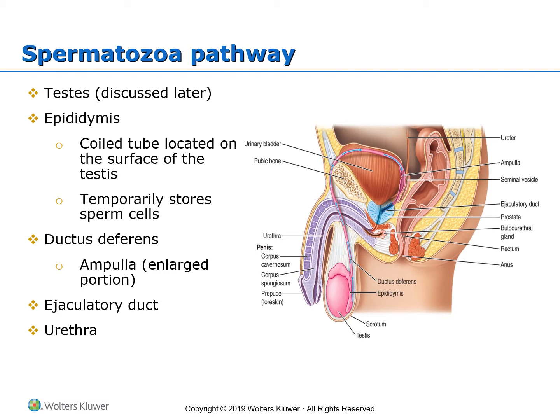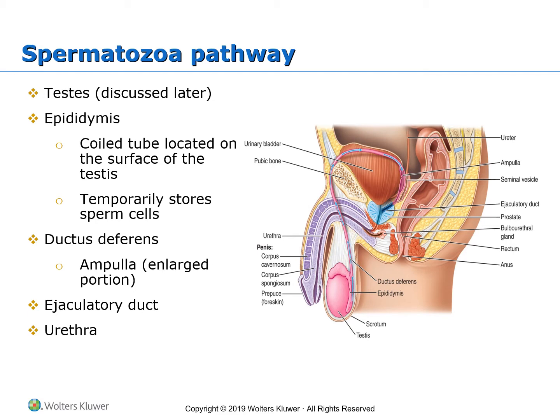The testis will deliver the spermatozoa into a coiled tube, and that coiled tube is called the epididymis, about 6 meters long, about 20 feet long, located on the posterior surface of the testis. During the passage through the epididymis, the sperm cells will become more and more mature and will gain what is called mobility. They will be able to move on their own, and while they will be delivered outside the epididymis, in the upward part of it, through a structure that is called ductus deferens, the spermatozoa are actually at that point able to swim on their own.